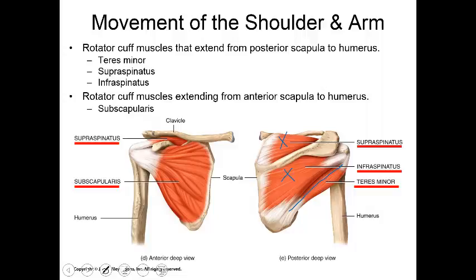Now from the anterior side, the muscle that is part of the rotator cuff is filling up the entire subscapular fossa, and it's called the subscapularis muscle. So that's the muscle that is present in that subscapular fossa. So these four muscles, the teres minor, the supraspinatus, the infraspinatus on the dorsal side, and the subscapularis on the ventral or the anterior side form the rotator cuff.